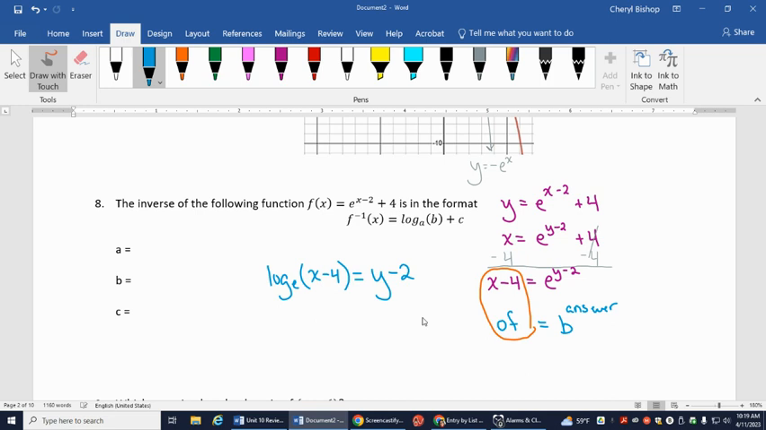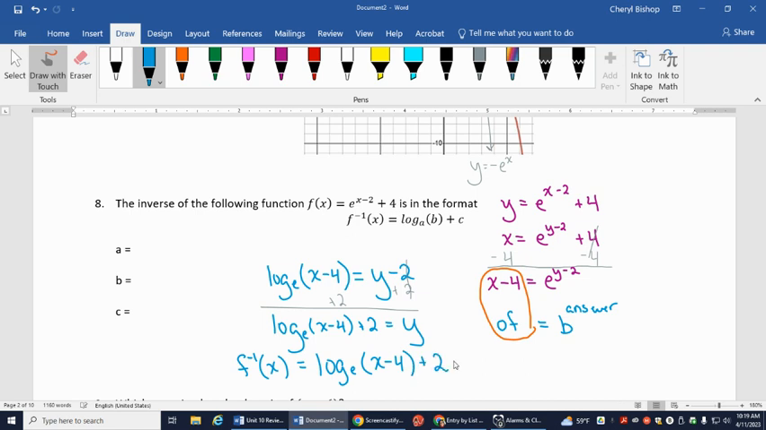So we're still not set equal to y. What do I still need to do to set this equal to y? Add 2. So that's going to give me log base e of (x minus 4) plus 2 equals y. And since we switched our x and y, that means this whole equation is equal to my inverse of x, because we switched the x and the y to get here. Log base e of (x minus 4) plus 2.